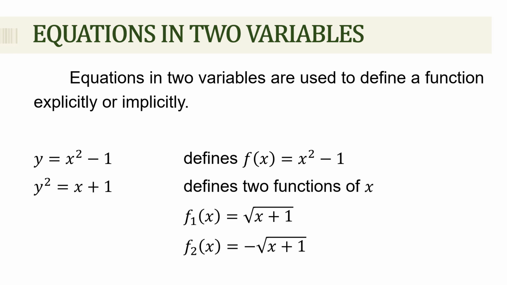While y squared equals x plus 1, it defines two functions of x. That is, f sub 1 of x equals the positive square root of x plus 1, and f sub 2 of x equals the negative of the square root of x plus 1. And this equation in two variables is an example of an implicit equation.